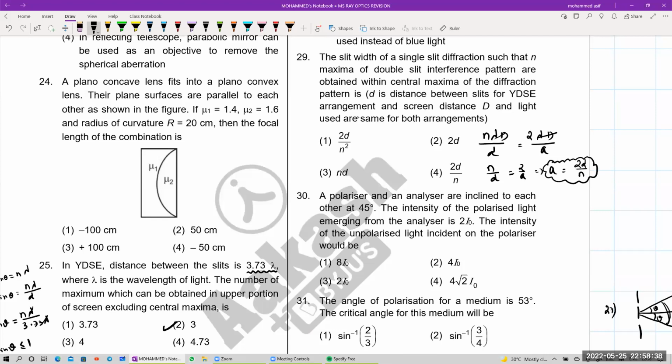क्लियर बेटा। चलो 30. The polarizer and analyzer are inclined at an angle of 45 degrees. The intensity of the polarized light emerging from the analyzer is 2I0. The intensity of unpolarized light incident on the polarizer would be equal to how much?